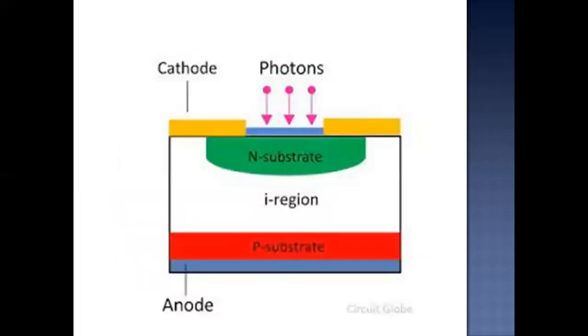On the screen, you can observe the constructional figure for a PIN diode, where an N-type substrate and a P-type substrate are separated by an intrinsic region. This intrinsic region is covered with a glass window which is illuminated with photons. Two electrodes are taken out, one from the N substrate and one from the P substrate, which work like a cathode and anode.